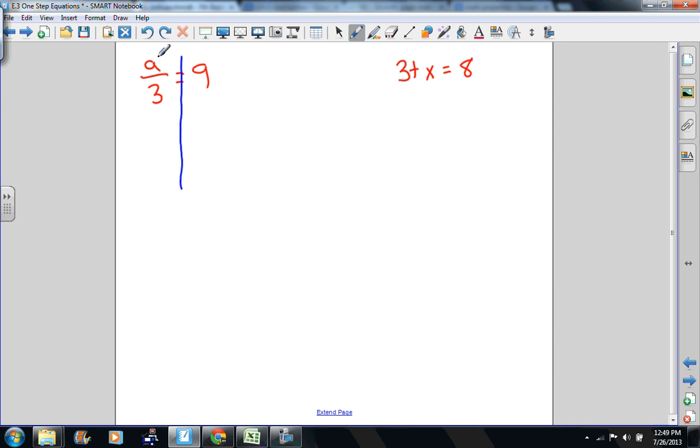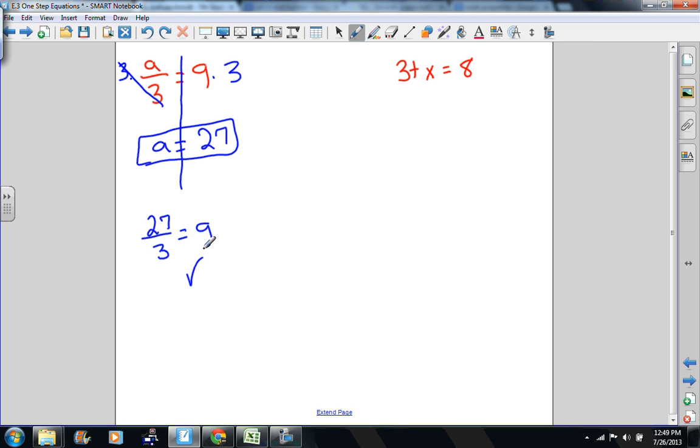So we now have a divided by 3, and so we have to do the opposite of dividing by 3, which is multiplying by 3. To keep the scale balanced, we got to multiply by 3 on both sides. And so a equals 9 times 3 is 27. So now we have 27 divided by 3 equals 9, and that is true, so we can check mark.